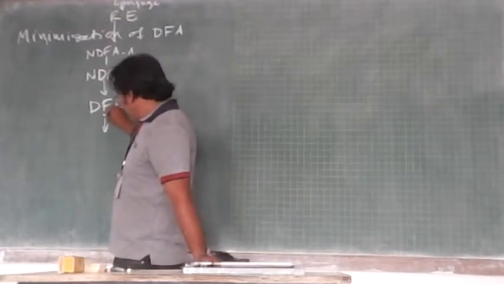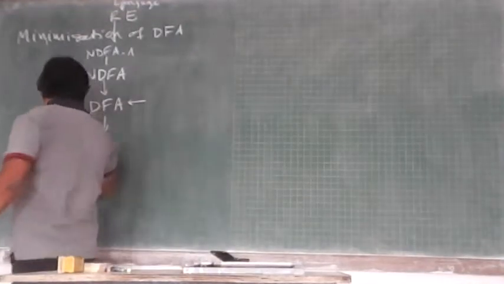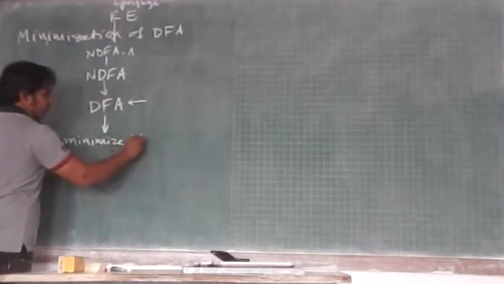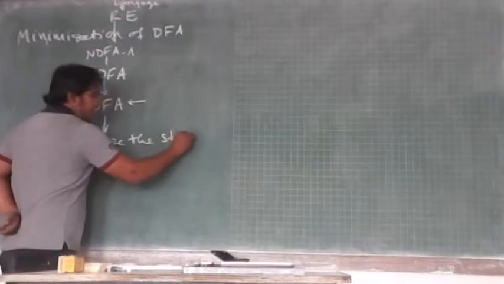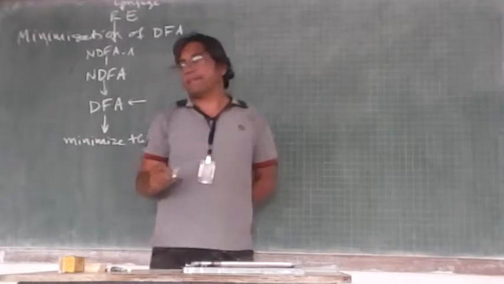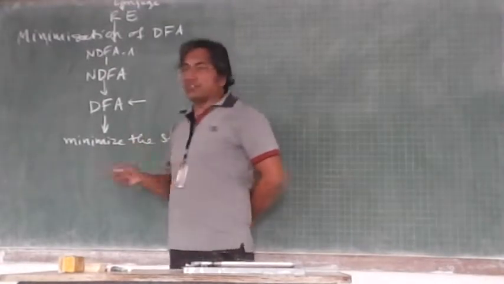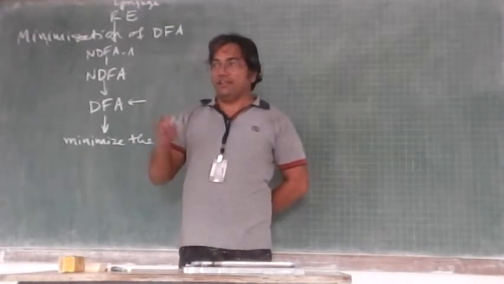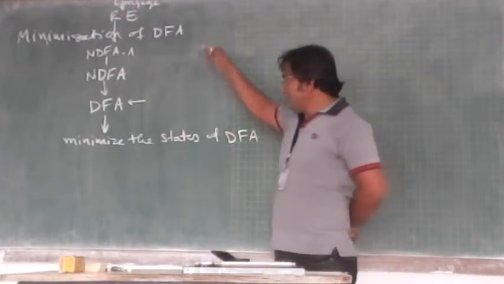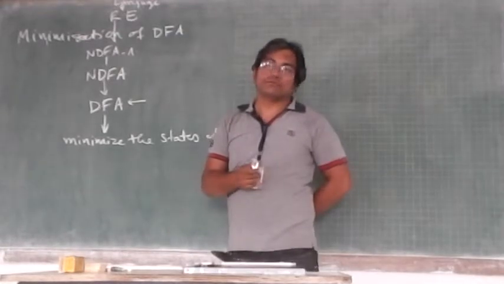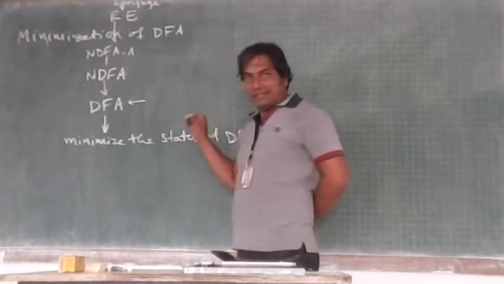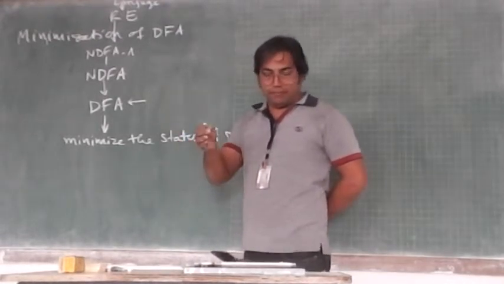So after getting a DFA, you need to minimize the states of the DFA. That is the end of the solution. Your objective is to get a DFA for a particular language. Then this is the whole process you have to go through. Get it? And this is the point we are going to discuss today. And I said it is the last point of this chapter.